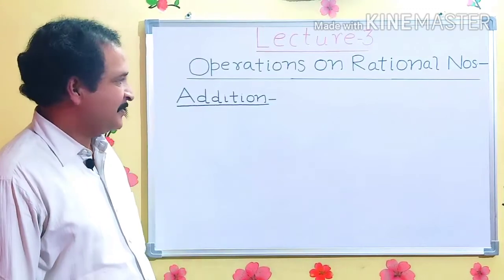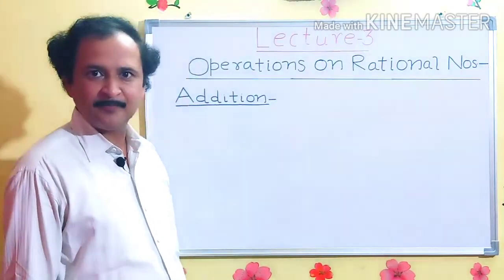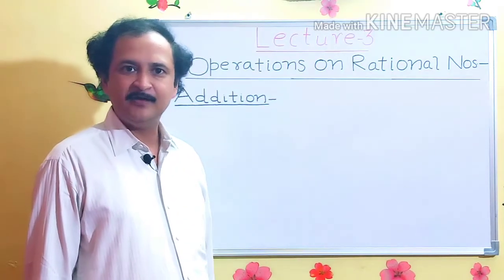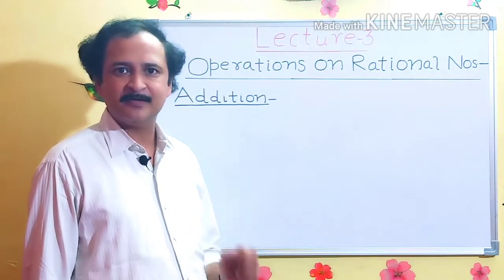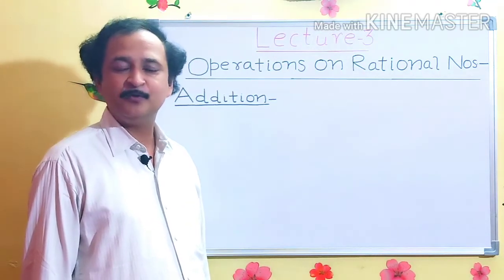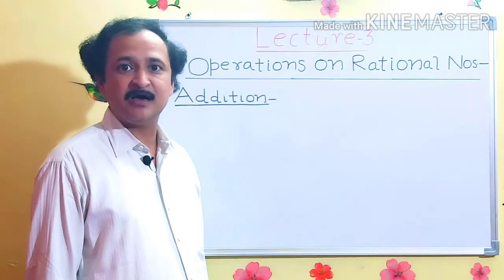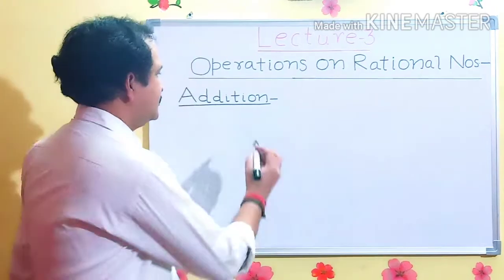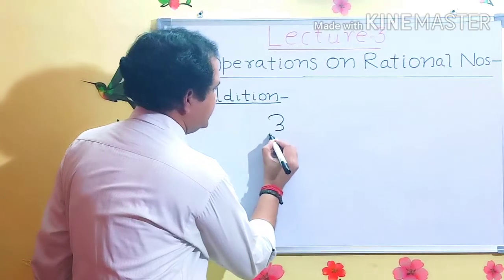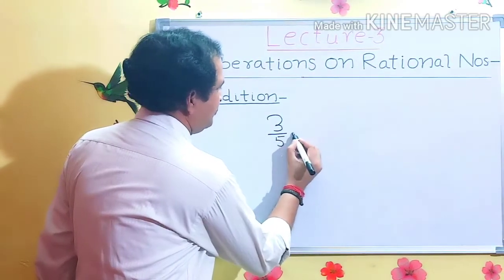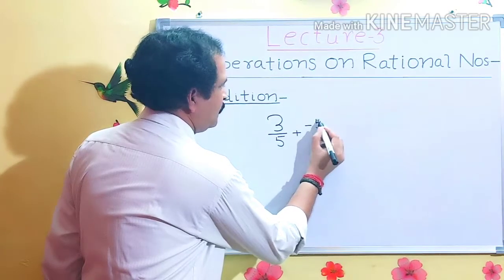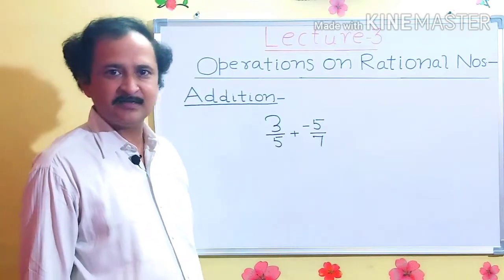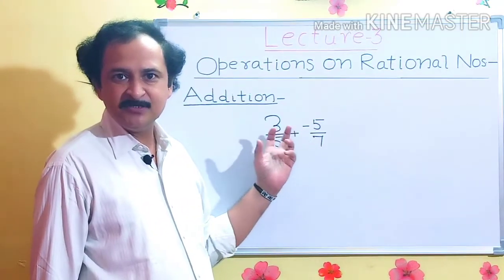We have discussed that if we have two rational numbers and the denominators of both are the same, then we know how to perform the addition operation. But now the question arises: if there are two rational numbers in which the denominators are different, then how can we perform the addition operation? Suppose there are two numbers 3 by 5 plus minus 5 by 7, and if we want to add these two rational numbers, then how can we add them?